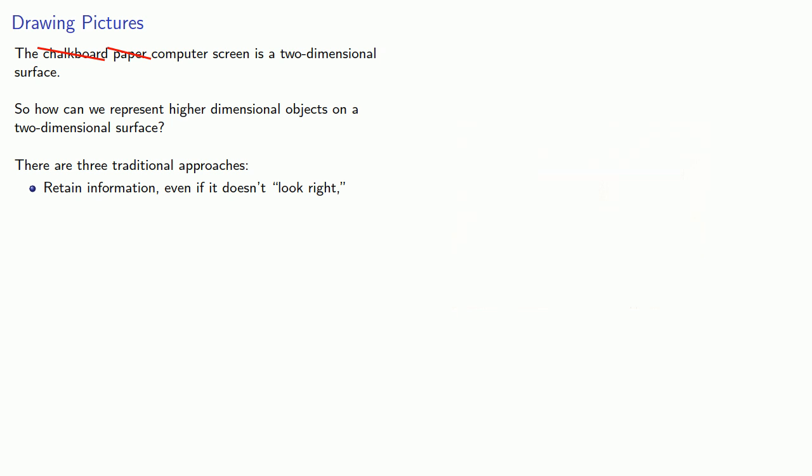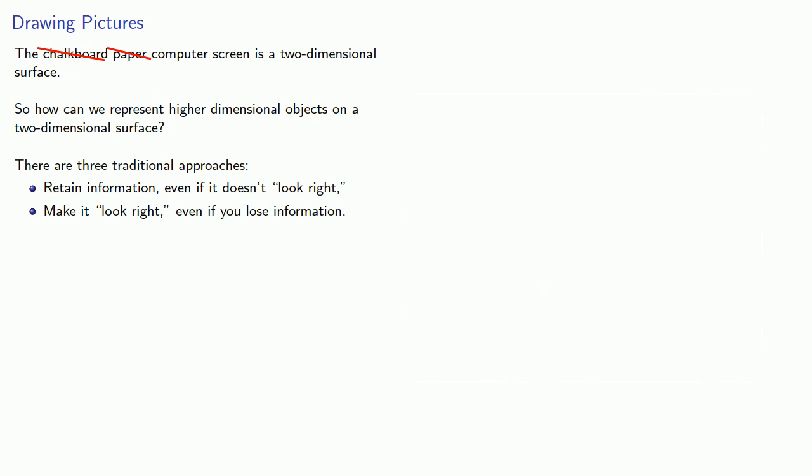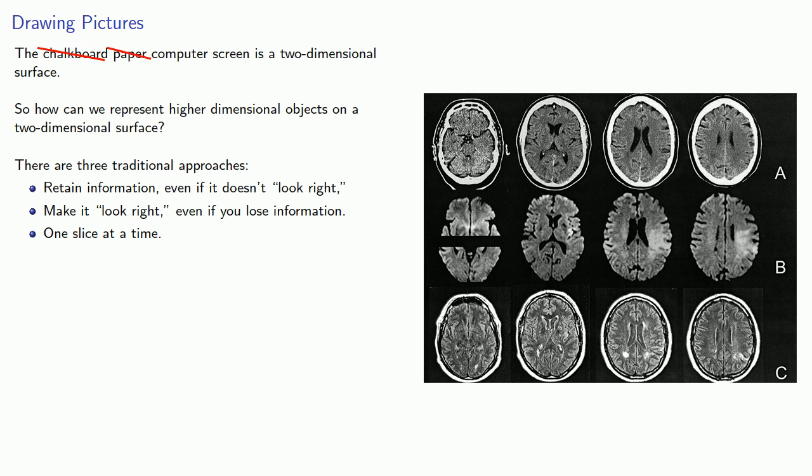The other possibility is we might try to make it look right even if we do lose information. So here, because the objects on the table are shown as they would appear, it's sometimes a little difficult to see what they are. And the third possibility is we can look at this a two-dimensional slice at a time. And so we get something like this sequence of CAT scan images of a brain.